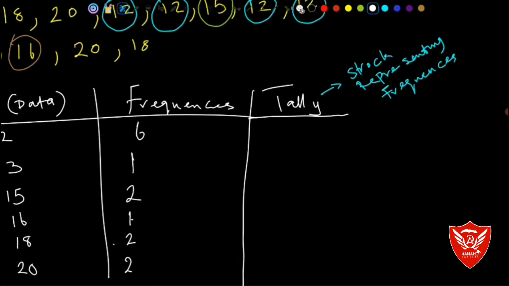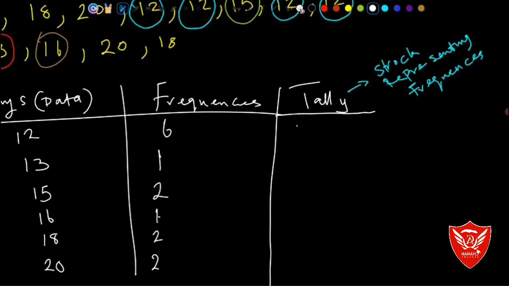How do we represent tally? So now we have 6 for 12 in the data. So we are going to count 1, 2, 3, 4. Now when it gets to the fifth one, you stroke the middle, making 5, and then you count one more. This is 6. This is the representation of frequency in tally. So for 13 we just have 1. For 15 we have 2. For 16 we have 1. For 18 we have 2. And for 20 we have 2. So this is the representation.